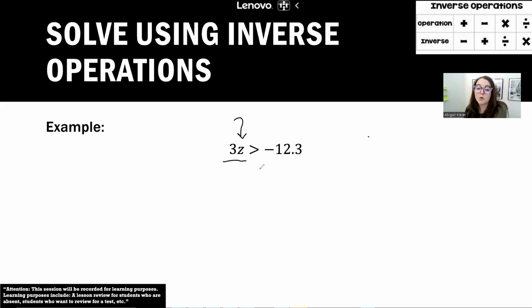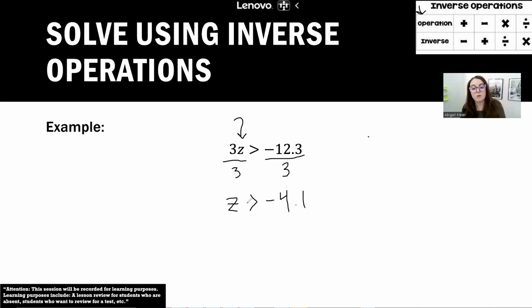Well, this is being multiplied by 3. So if you look at our chart up here, the opposite of multiplication is division. So we are going to divide both sides by 3. And as always, a calculator is perfectly acceptable. So 3 divided by 3 obviously is going to be 1, but then we have negative 12.3 divided by 3 on the other side. So this simplifies to z is greater than negative 4.1.